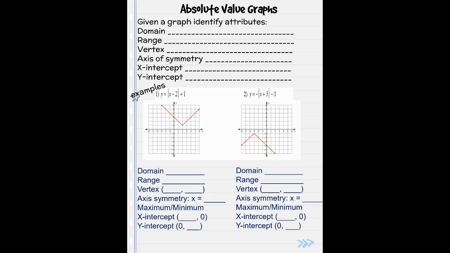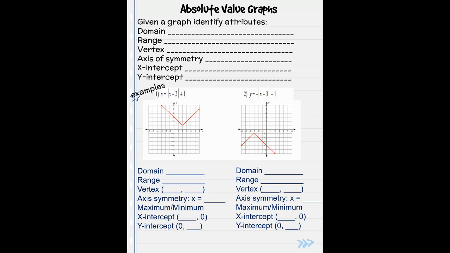Hi guys, let's look at some absolute value graphs. So all we're going to be doing right now is identifying some key attributes to our absolute value graphs. Next time we will be looking at what they're really going to be doing and looking at on our graphs. But we're just going to be looking at some key features. So the domain, the range, the vertex, axis of symmetry, x-intercept, and y-intercept.